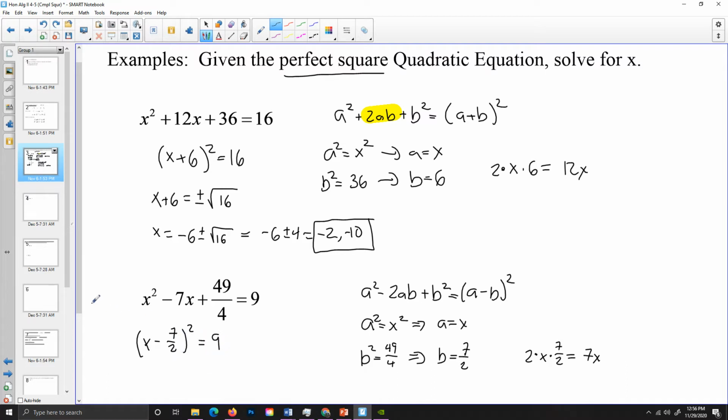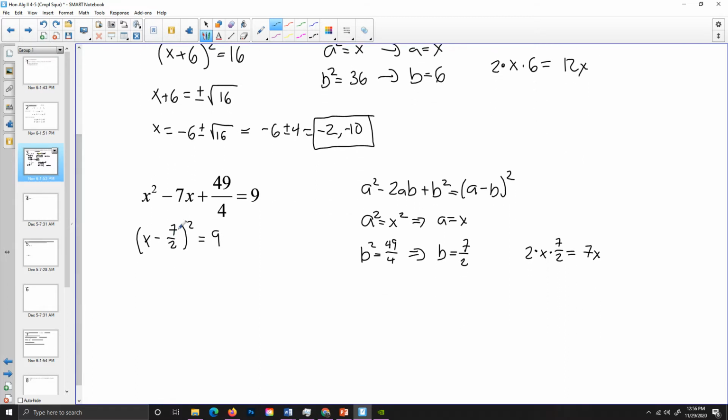equal to 9. Just like in the last one, I can take the square root of both sides. That'll give me x minus 7 over 2 equals plus or minus the square root of 9. I can add 7 over 2 to both sides. I'll get x equals 7 over 2 plus or minus.